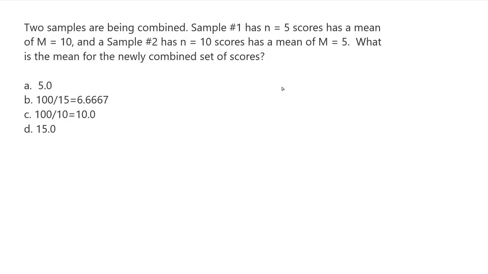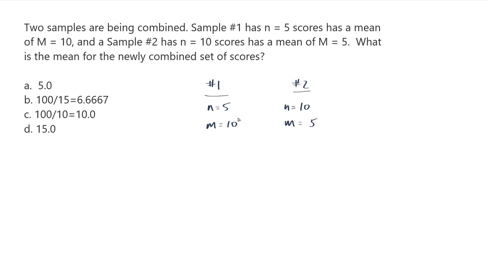Two samples are being combined. Sample 1 has n equals 5 scores, and it has a mean of 10. Sample 2 has n equals 10 scores, and it has a mean of 5. What is the mean for the newly combined set of scores? Okay, so what we're looking at in this case is what's called a weighted mean.